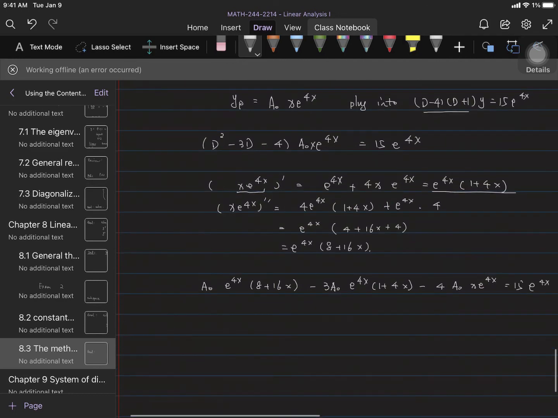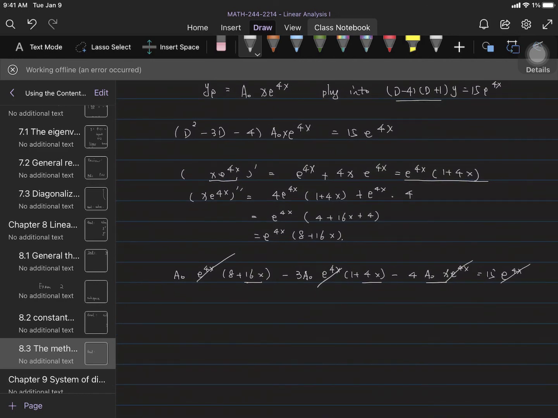Let's simplify. So e to the 4x, actually we can just cancel all of them because they cannot be 0. So we can make our calculation a little bit easier. Let's see what we get. For the x term, here we have 16, we have 12. 16 minus 12 should be 4, right? And the 4 minus another x term equals 0. So the right side also is 0. So that means our calculation is correct.